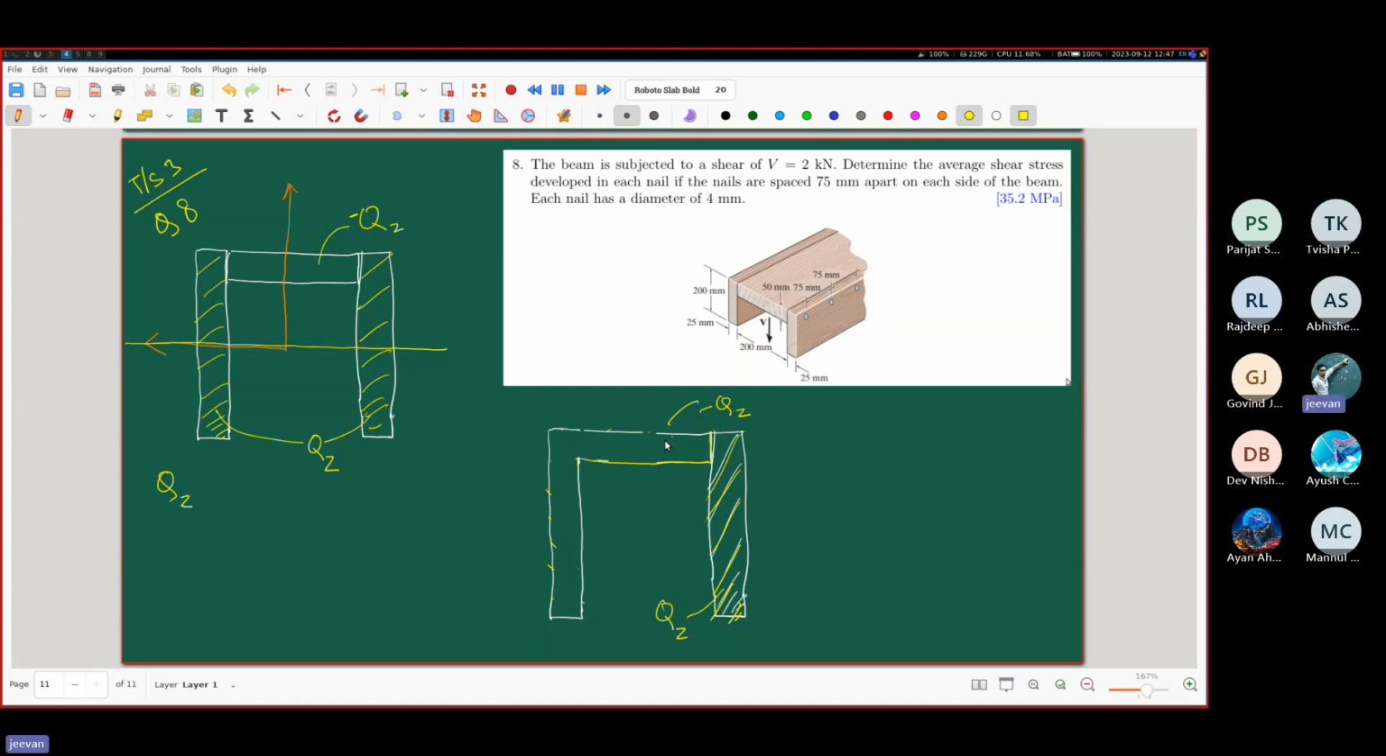I think if you clarify that portion for yourself, everything will be clear. I will leave this as a homework. Check whether this is actually equal to minus QZ. You do that on your own time. But let us try to solve this problem actually.